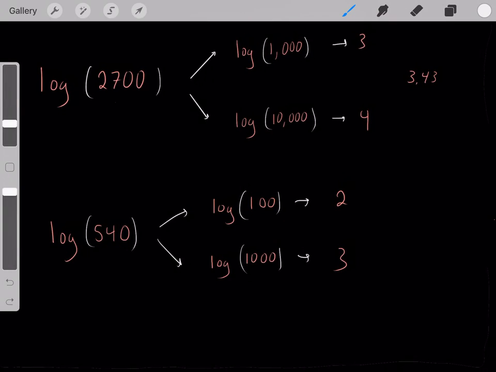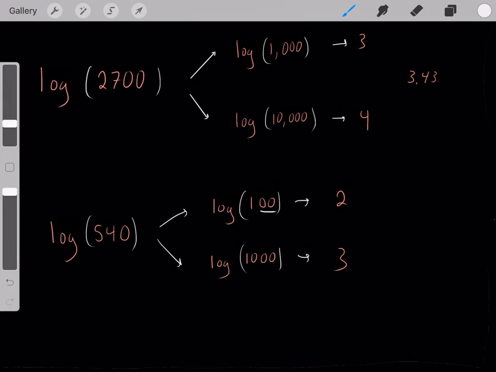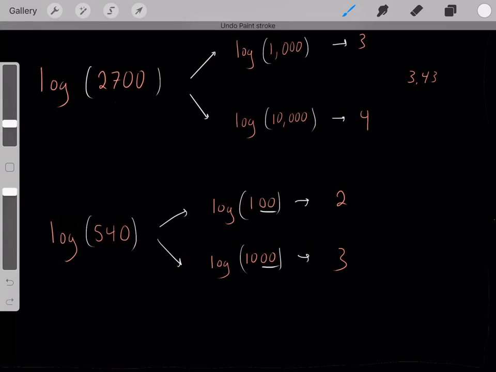Log of 540. Again, don't worry about these other two digits. Just focus on the first digit and make these zeros. So again, just turn these into zeros and just focus on this first digit. Do 1 as 1, and do the other extreme as 10.